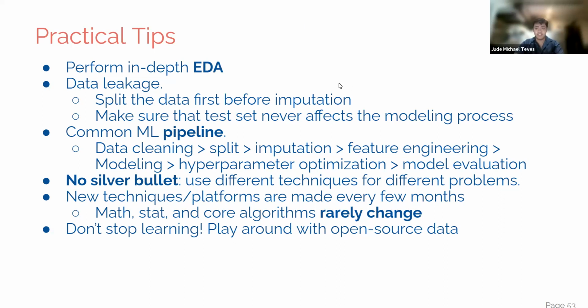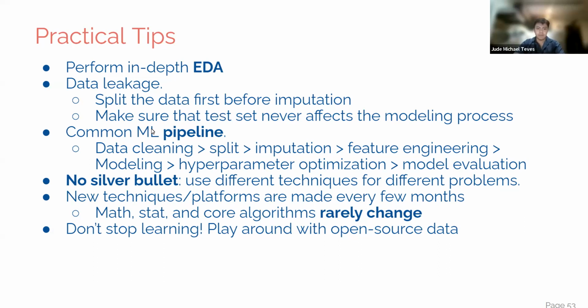Next is data leakage. So this is very important, and most practitioners out there do forget this part here. So the first recommendation for that is to split the data before you do any imputation. The main idea is that you make sure that the test set never affects the modeling process. So split the data set first before you do anything. Really, that's the right way to do things, and that's how we avoid data leakage.